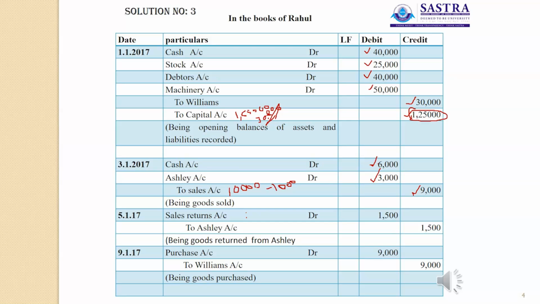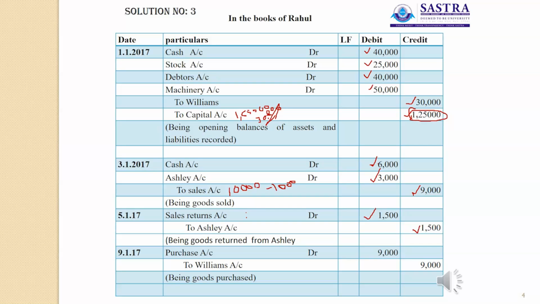Then what is the journal entry here? Cash account debit, Ashley account debit, to sales account. So cash account debited rupees 6,000, Ashley account debited rupees 3,000, to sales account rupees 9,000. The narration for this transaction is being goods sold. Then the next one is sales return. Goods returned from Ashley. Sales return account debit to Ashley account rupees 1,500.